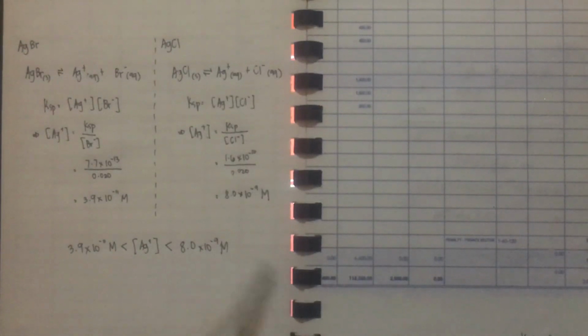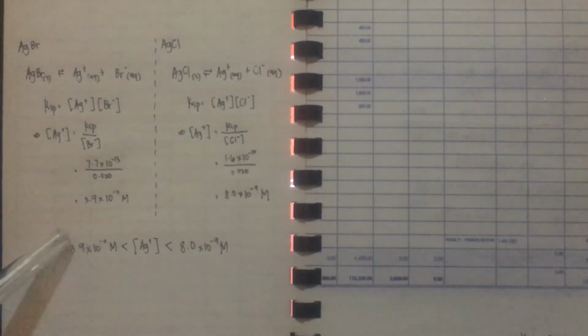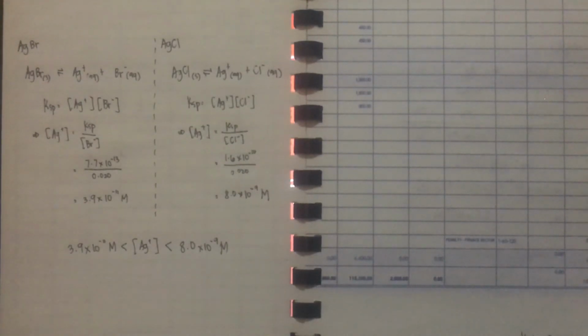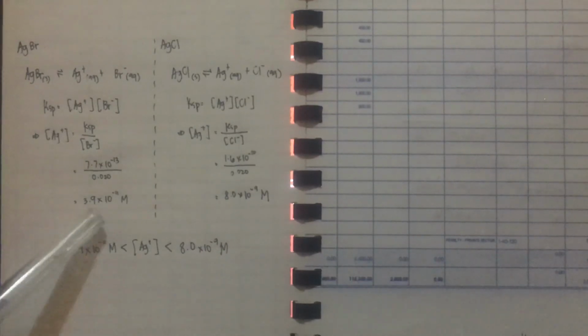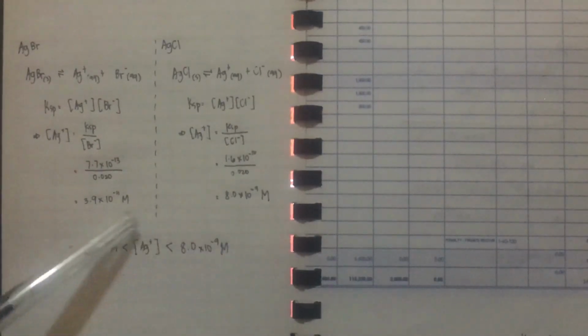So beyond this, 8.0 times 10 to the negative 9 molar, we will still get silver bromide, but at the same time, there is also silver chloride as precipitate. Going below 3.9 times 10 to the negative 11 molar, there will be no precipitate at all, since both silver bromide and silver chloride require these concentrations to precipitate out.